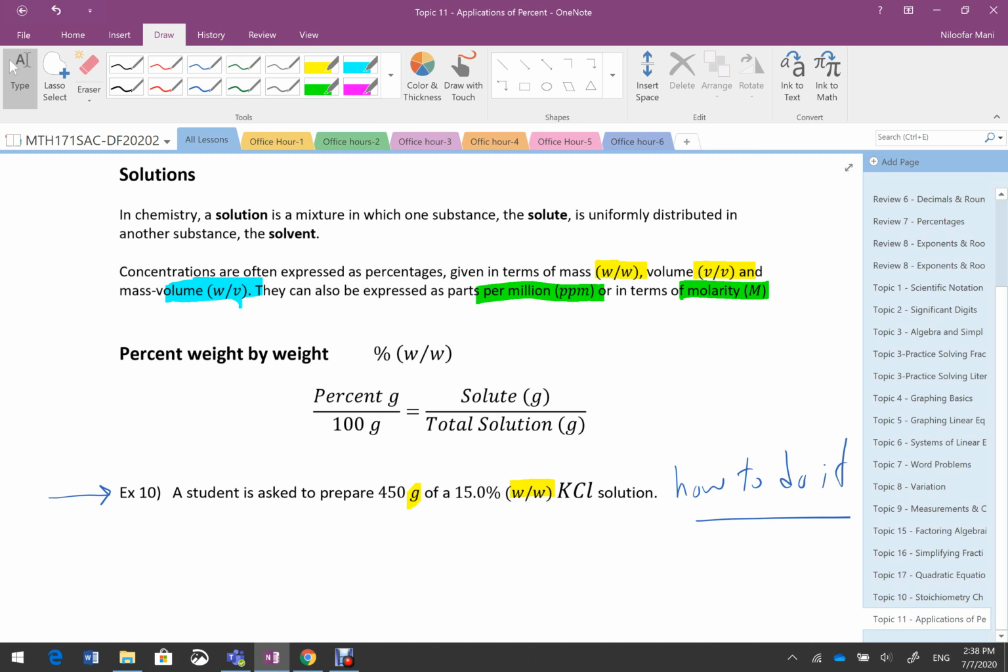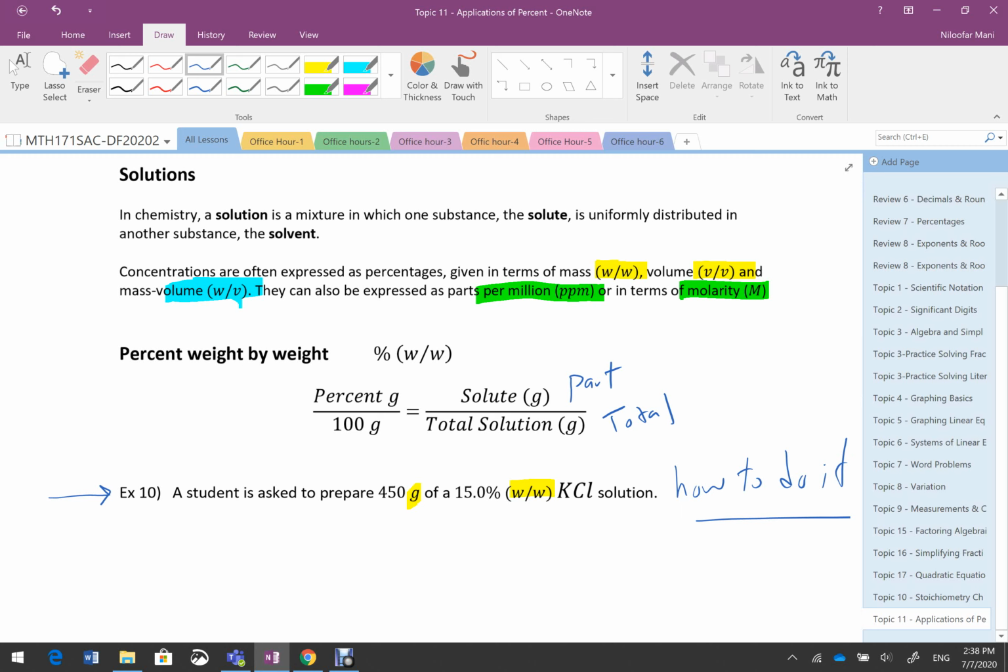Okay, so percentage W over W, the same as we did in the question. I have solute, which is part. Here, weight by weight, gram, kilogram, or those things. Total solution, that's total. And then it will be percent over 100. So this percentage is W over W.